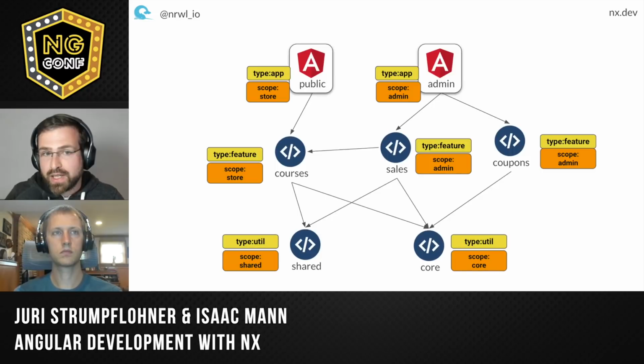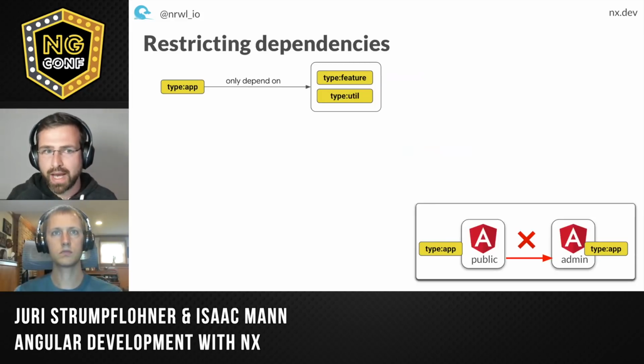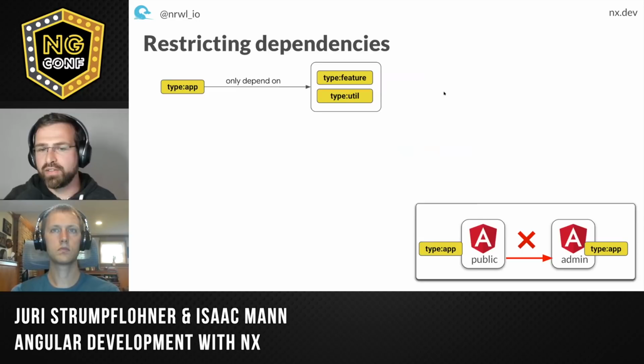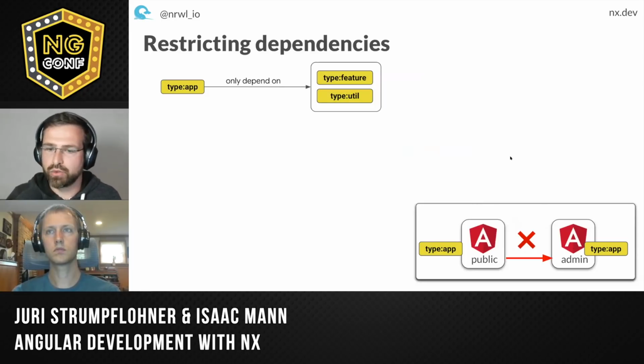And the reason I'm doing that is because afterwards, I can actually go and define rules. And what might rules look like? For instance, I can say a type application, so the label I defined just before, can only depend on other libraries or applications that have been tagged type feature or type util. And in that way, I'm preventing someone from the public application directly referencing something in the admin application, because I don't want to have that. The apps within them shouldn't be able to reference each other.